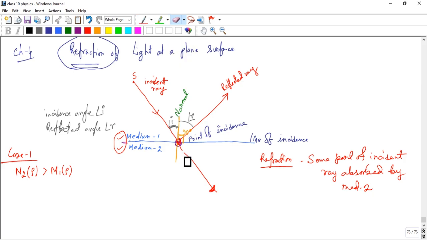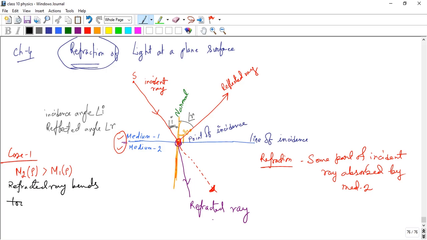If light goes from a rarer medium to a denser medium, it does not follow the straight path. There is a bending. If the green color represents the refracted ray, then the refracted ray bends towards the normal.